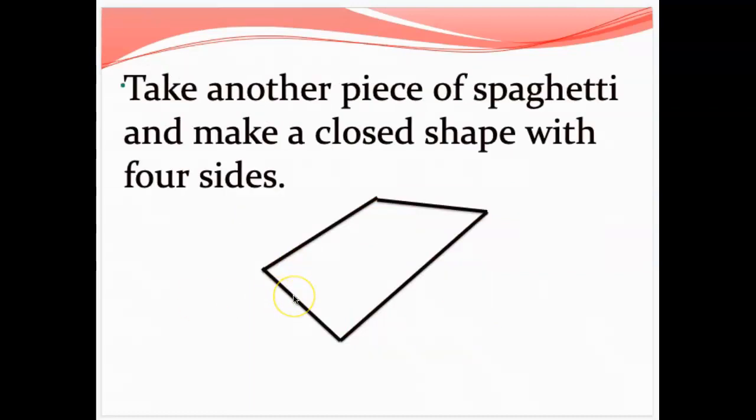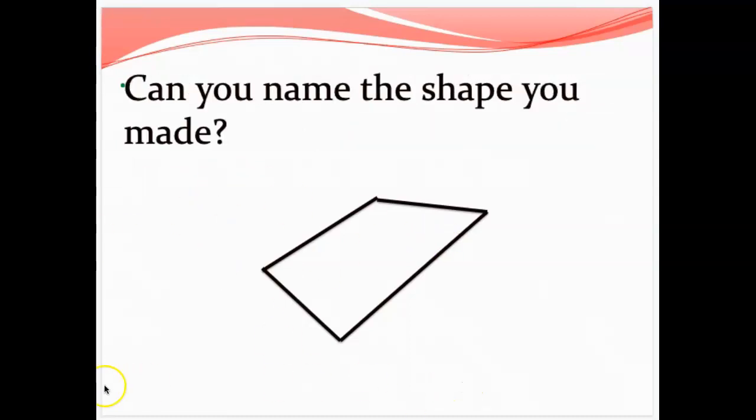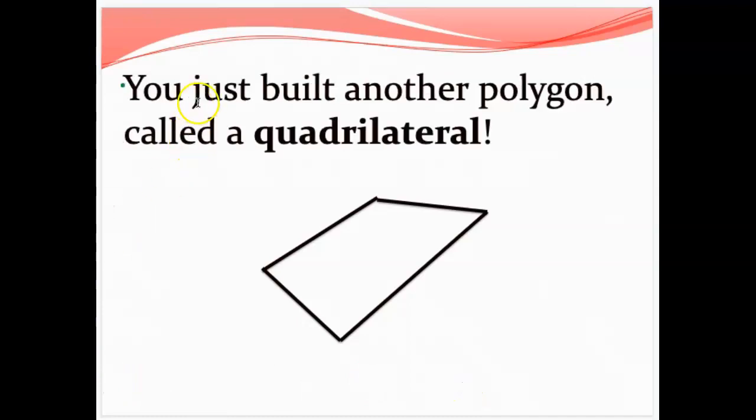All right, take another piece of spaghetti or draw a new shape and make a closed shape with 4 sides. It can look like mine or it can look like any closed shape with 4 sides. Can we name this shape that we made? You just built another polygon. This is called a quadrilateral.